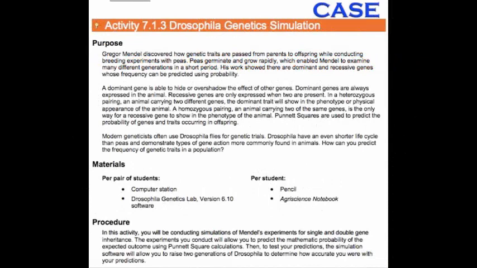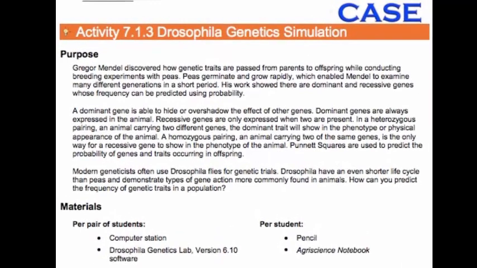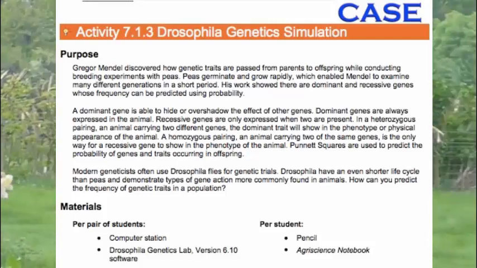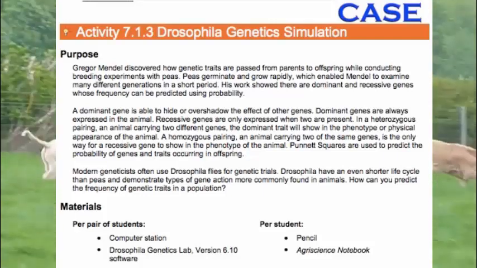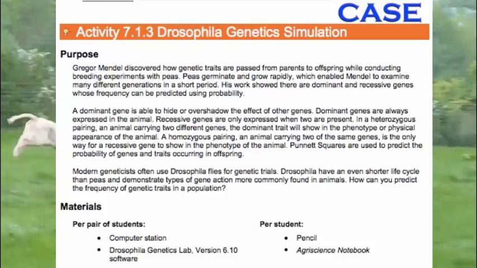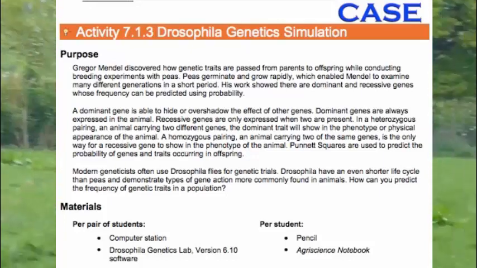Through Activity 7.1.3, Drosophila Genetic Simulation, you will perform computer simulations related to genetic inheritance in order to learn about the role genetics plays in animal production. This will help you understand how dominant and recessive genes determine the phenotypic characteristics of animals. Your instructor will share specific instructions for Activity 7.1.3, Drosophila Genetics Simulation.